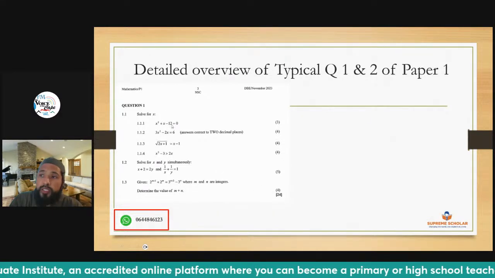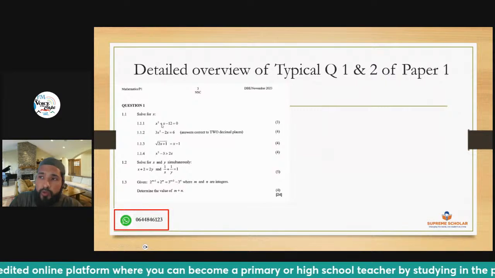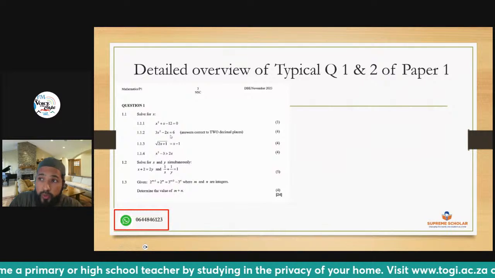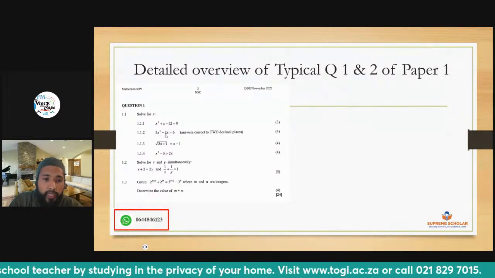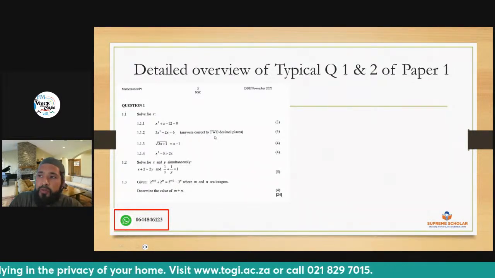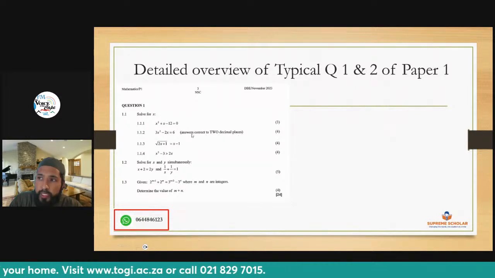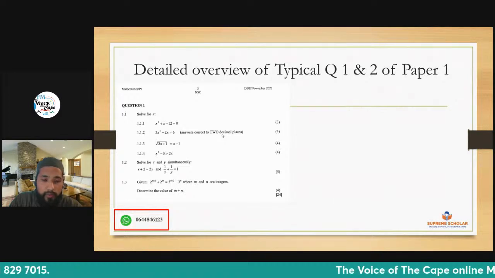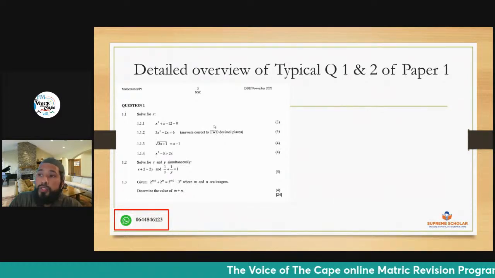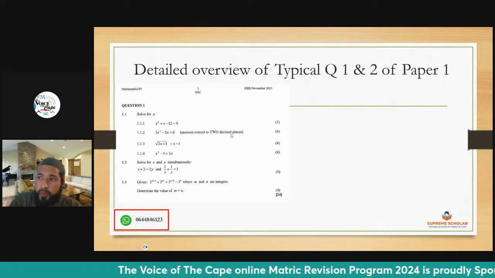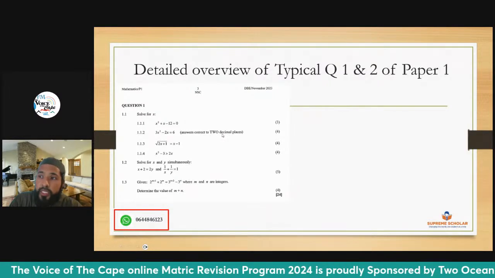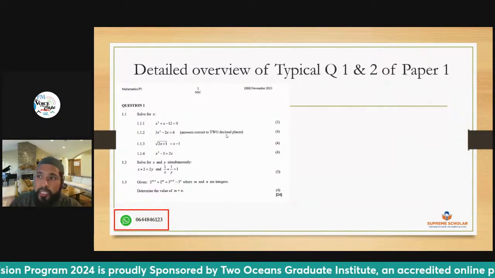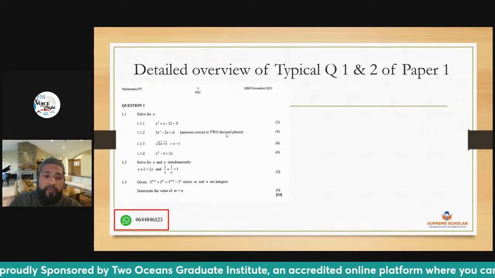So you have question one, which is a typical algebraic equation, which we've dealt with in the last session. Then we have question 1.1.2, which is also a quadratic equation. And then they have in these brackets, answers correct to two decimal places. Just as a tip, usually they say give your answer correct to two decimal places. When they say this, you need to give your final answer in decimal form with two decimal places, and you actually get marks for that. If you leave that out, then you don't.